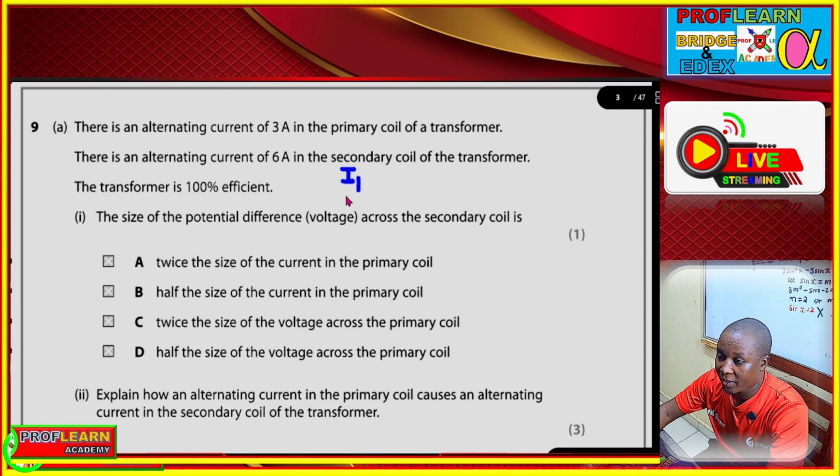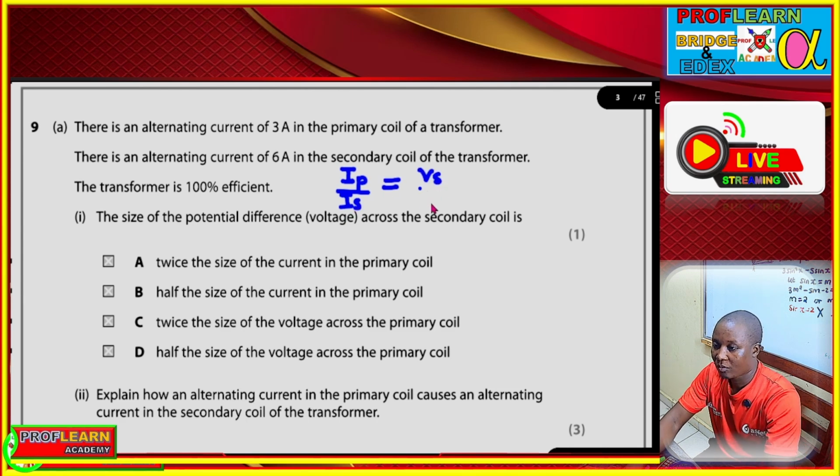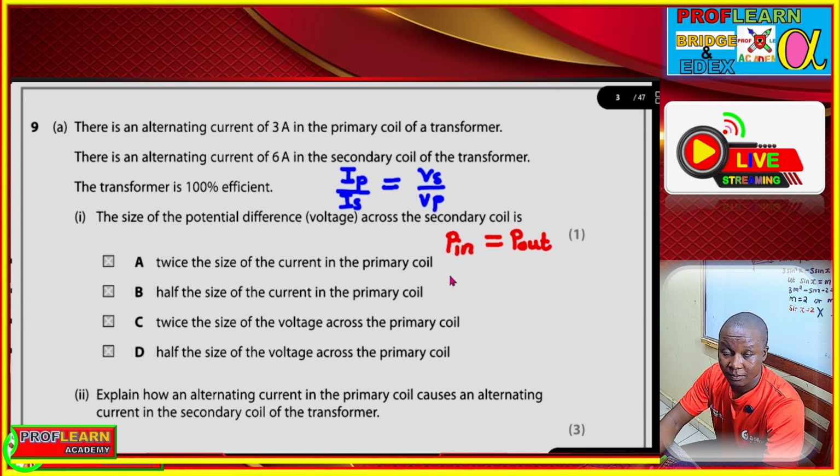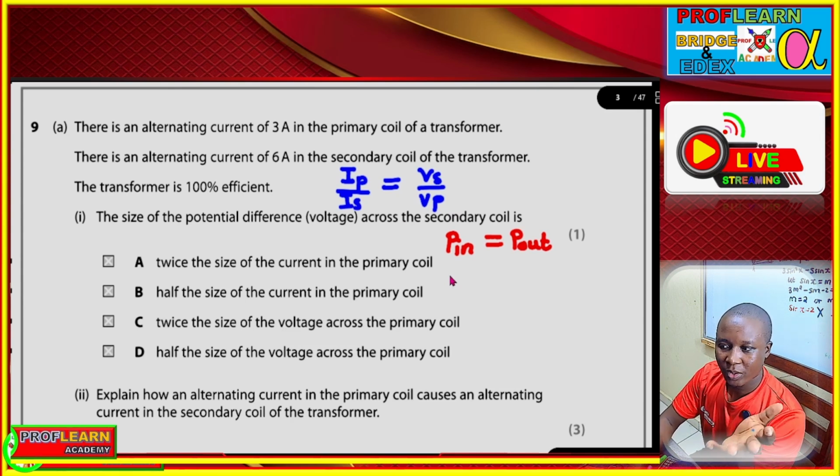The size of the potential difference across the secondary coil: we are going to use the formula current in the primary coil over current in the secondary coil equals voltage in the secondary coil over voltage in the primary coil. Or you can also look at this from power in equals power out, from the concept mentioned here that the transformer is 100% efficient. So power in the primary coil equals power out of the secondary coil in that case.